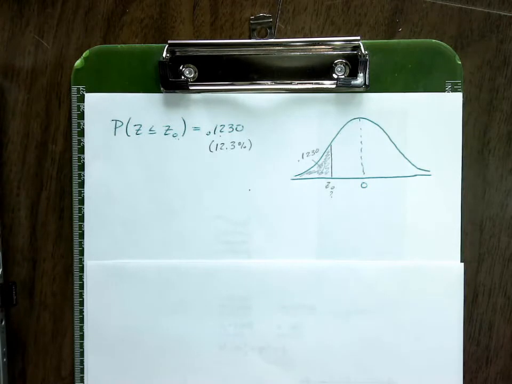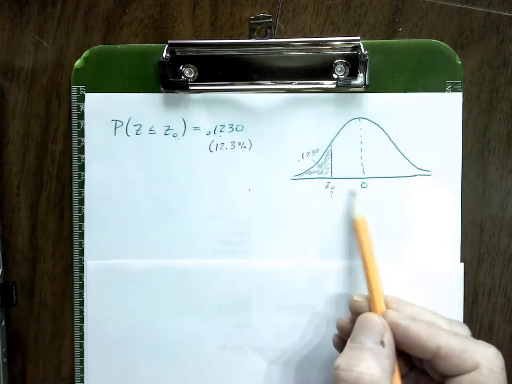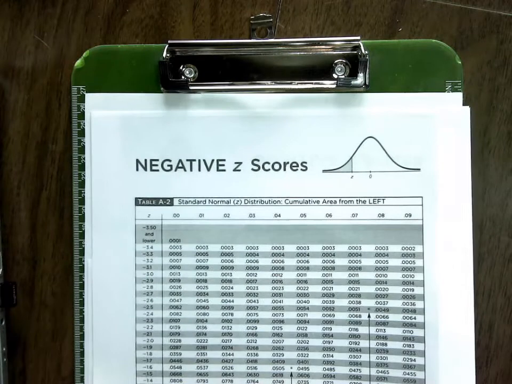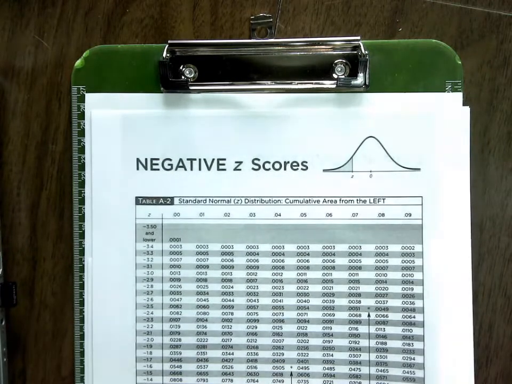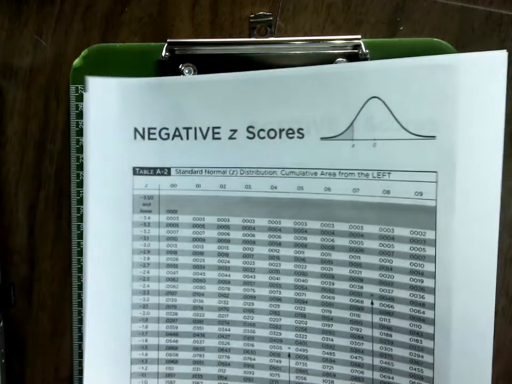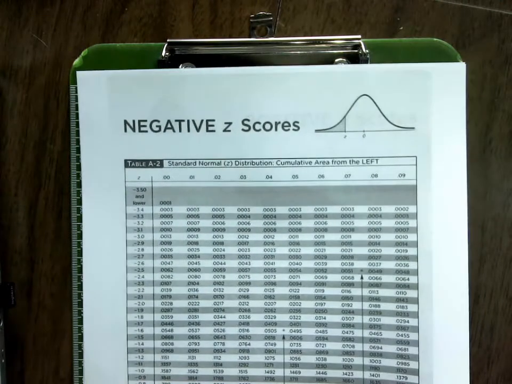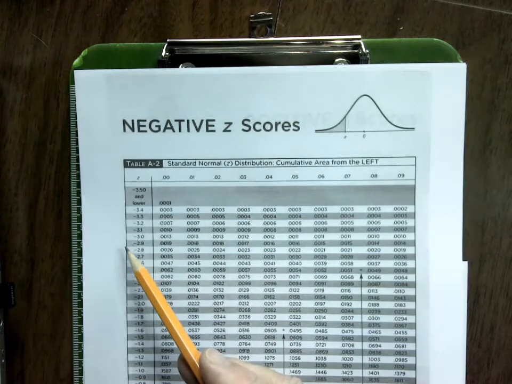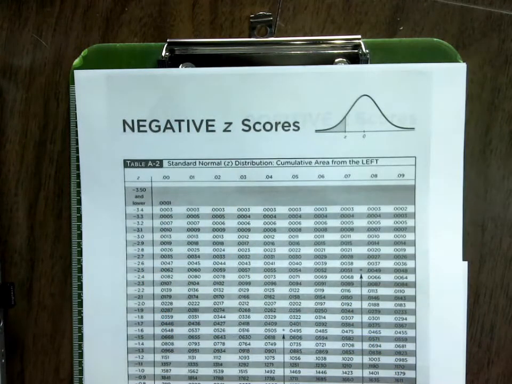Well, if that's what I want to do, I want to work backwards. I can still use my table. In this particular case, I know that that z-value is on the left-hand side of 0, so I want to think about using the negative z-scores. But this time I'm working backwards. The area 0.1230 is in here, and then I want to find the z-score that goes with it. So let's see if we can find that.